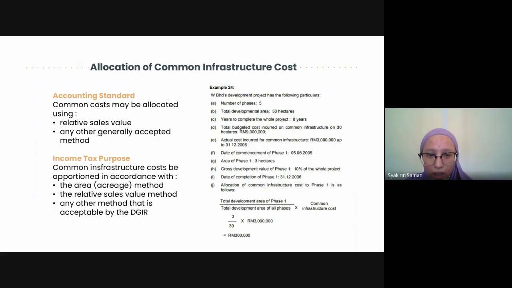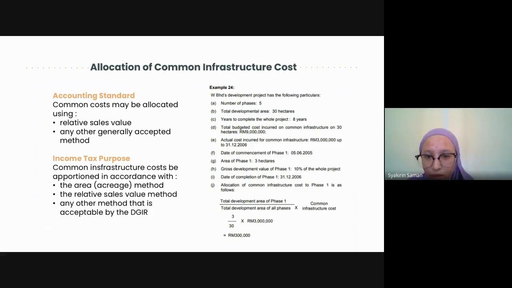Next is allocation of common infrastructure costs. The accounting standards prescribe that common costs may be allocated using relative sales value or any other generally accepted method. For income tax purpose, common infrastructure costs can be apportioned in accordance with the area or the relative sales value method or any other method that is acceptable.